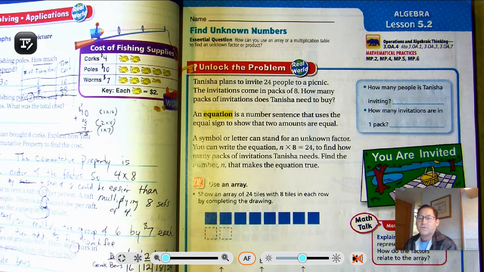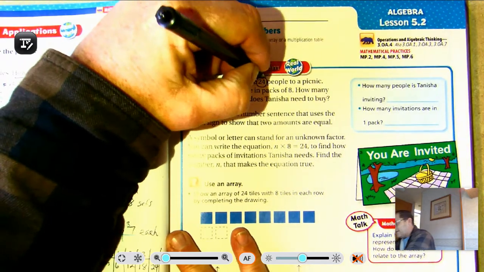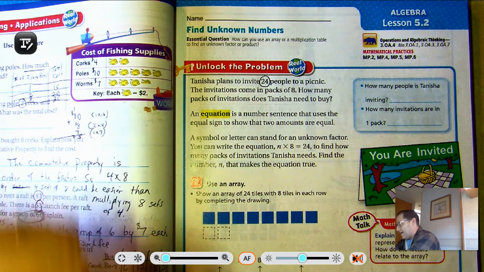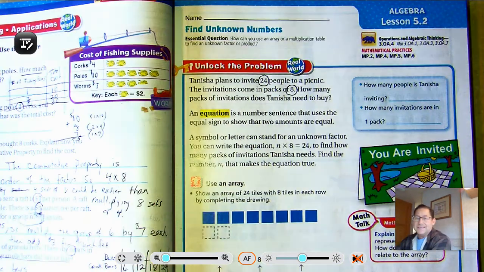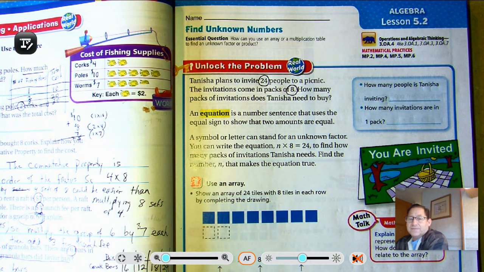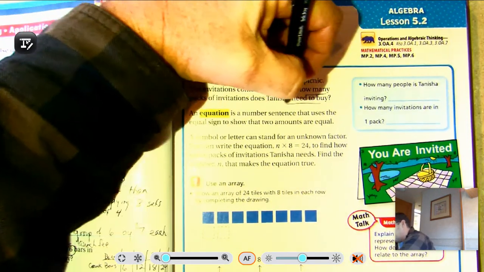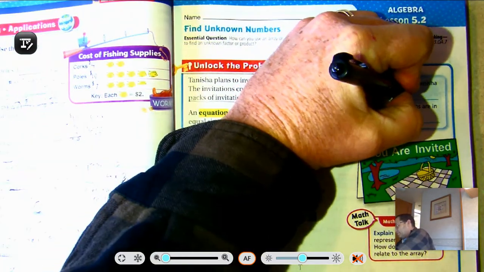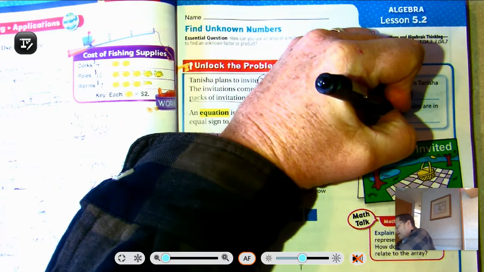Tanisha plans to invite 24 people to a picnic. The invitations come in packs of 8. How many packs of invitations does Tanisha need to buy? So I need to use 24 people. That's how many total we have. And I need to buy packs of 8. So how many packs of 8 does Tanisha need to buy to reach 24? So how many people is she inviting? 24. How many invitations are in one pack? 8.